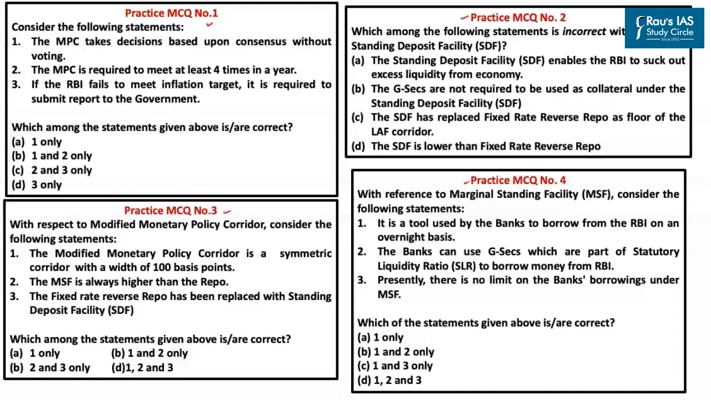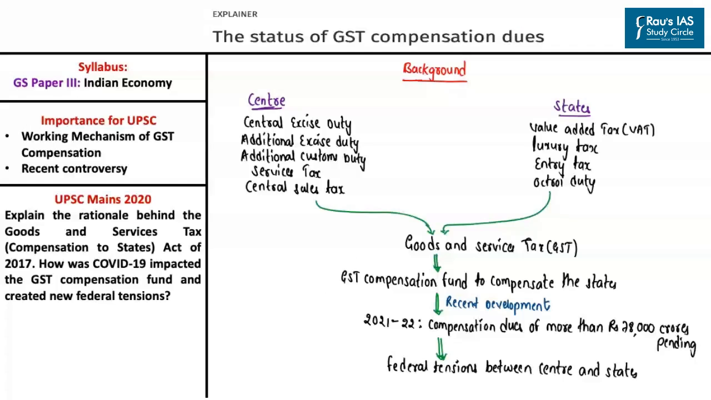With this, let us now take up the next article. This particular article appears on page number 1 of the text and context page. The article is titled the status of GST compensation dues. This article shall be important mainly with respect to GS paper 3 under the subsection of Indian economy and various issues. Now, before I discuss this particular article in much greater detail, let us first discuss the background.